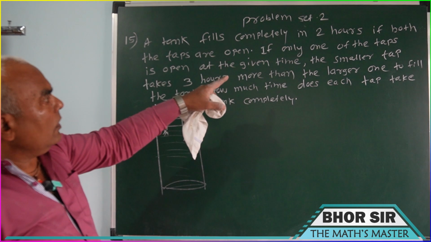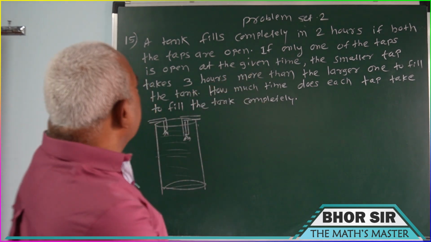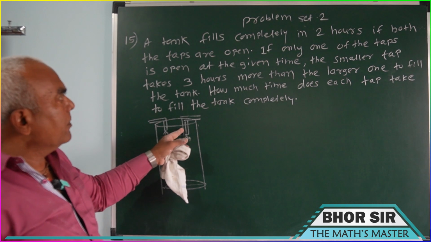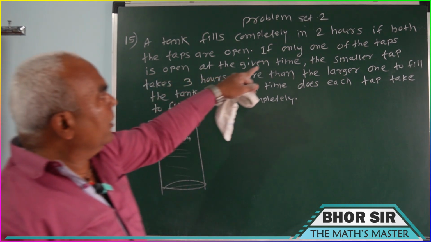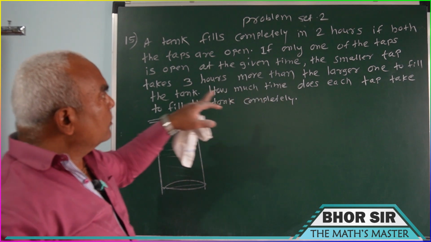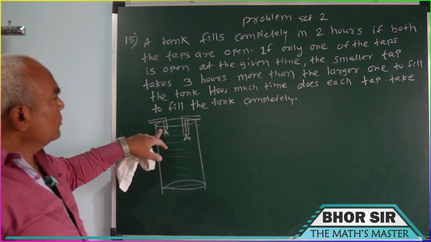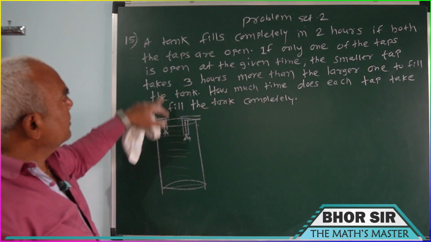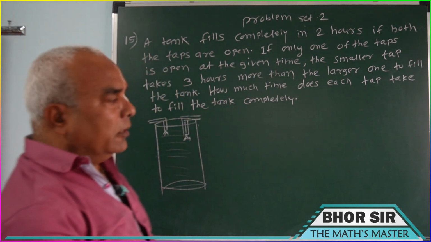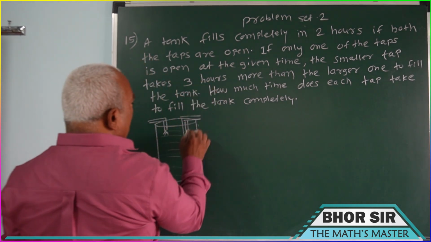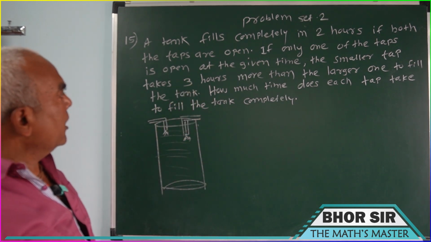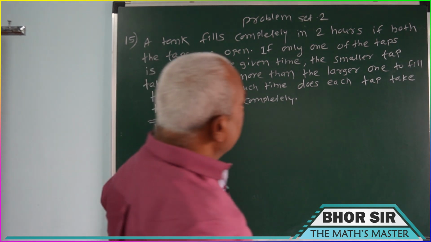If only one of the taps is open, either this tap or this tap, at a given time, the smaller tap takes 3 hours more than the larger one. This takes 3 hours more than that. How much time does each tap take?